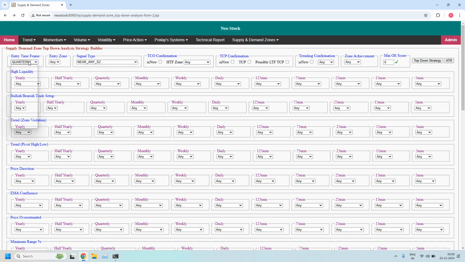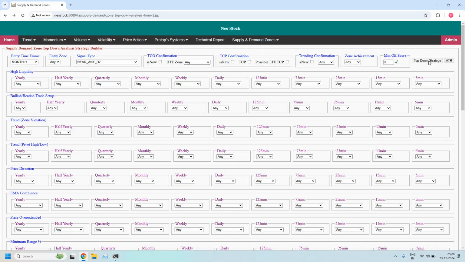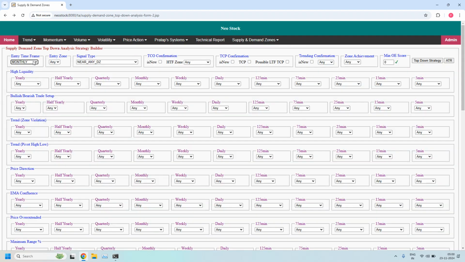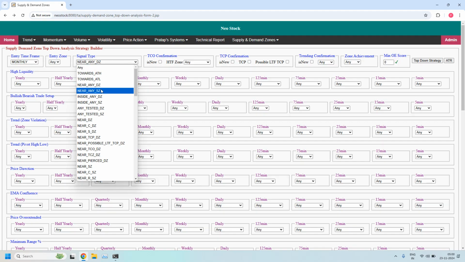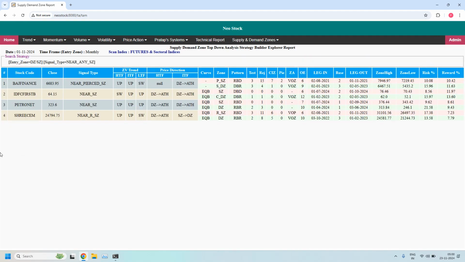Next time frame is monthly. Stocks near monthly demand zone. 8 stocks are filtered. Next, monthly time frame: stocks near monthly supply zone. 4 stocks are filtered.